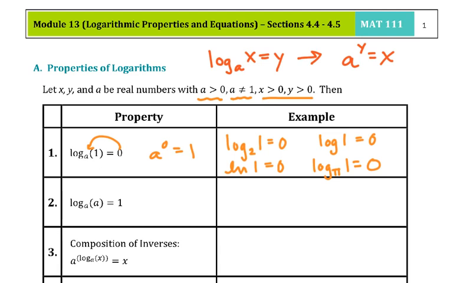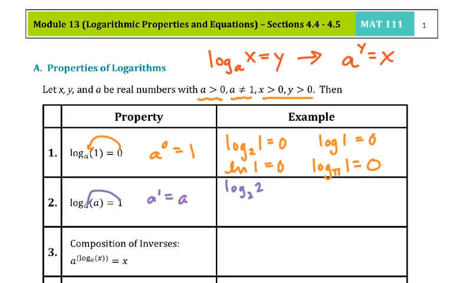Property 2 here says when the base and the argument match, the log is always going to equal 1. And again, thinking about how we said that the logarithm is a power to which we raise the base to get the argument, this is the same as writing a to the 1 equals a. So some examples here.